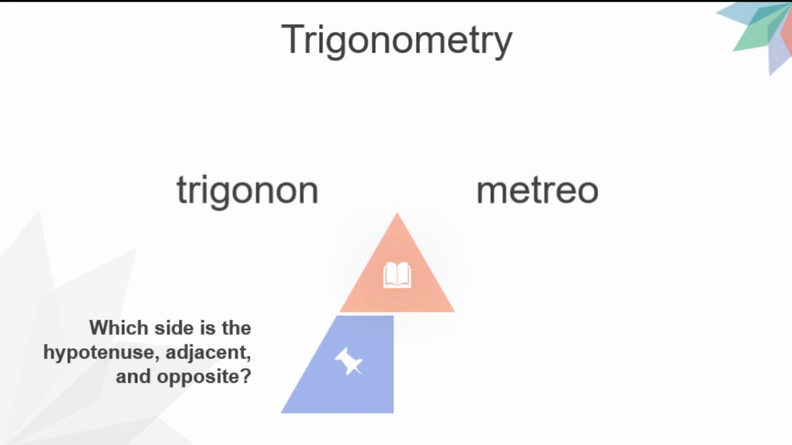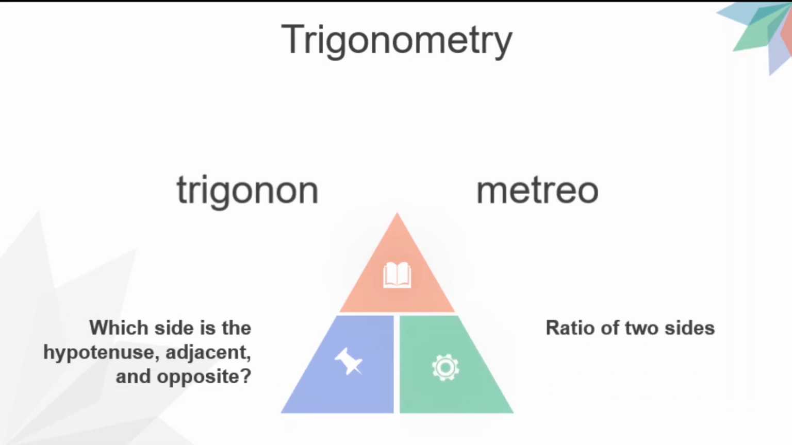Again, the side that is opposite our right angle is always the hypotenuse. And the side that is not connected or not close to the angle is the opposite side. And the side that is close to the angle is our adjacent side.